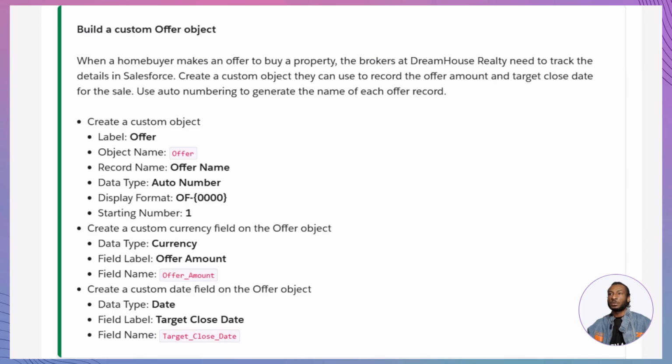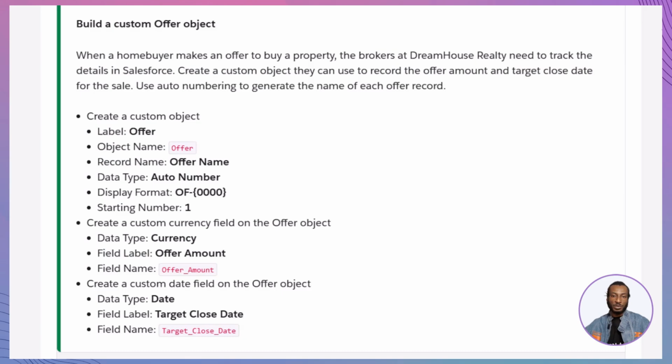The task involves creating a custom object named Offer for Dreamhouse Realty, which includes defining its properties such as an auto number record name formatted as OF-{0000} starting from 1. Additionally, a custom currency field labeled Offer Amount and a custom date field labeled Target Close Date are to be created to enhance the functionality of the offer object. Let's take this one step at a time so you feel confident with every part of the process.